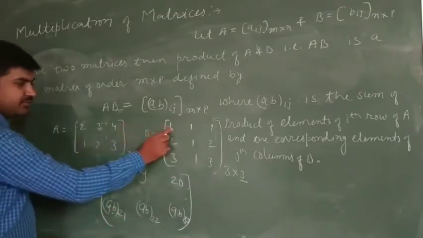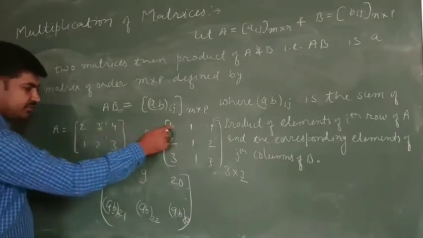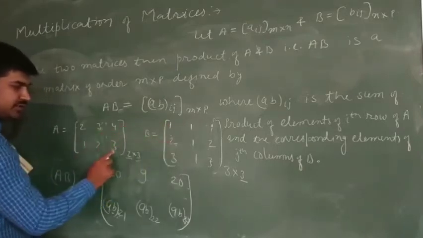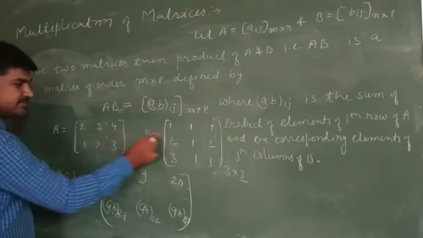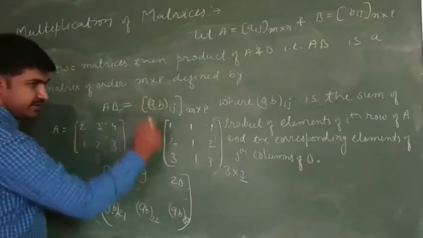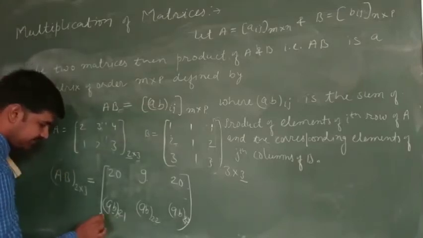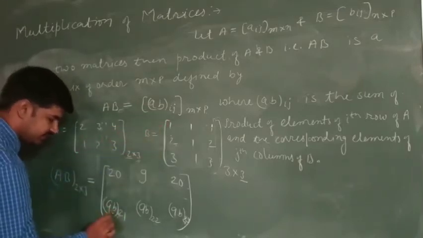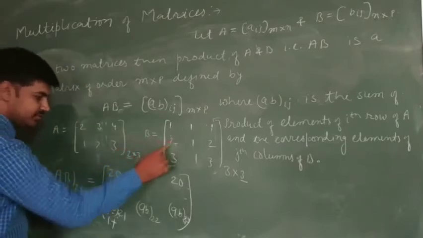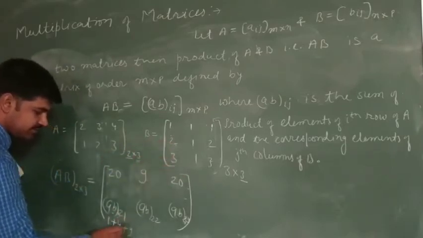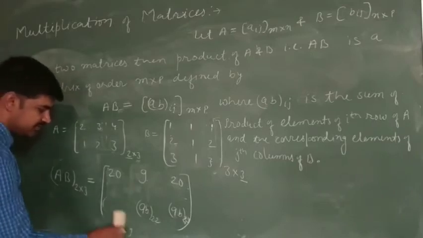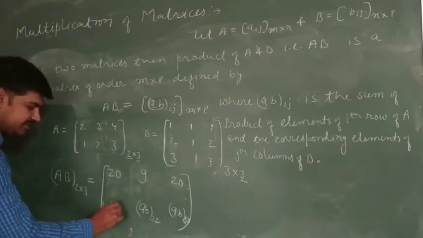Here I am writing, see, 1 multiplied by 1 is equal to 1, plus 2 multiplied by 2 is equal to 4, and 3 multiplied by 3 is equal to 9. So it has been 14, and 14 is this particular element. I hope you are understanding.